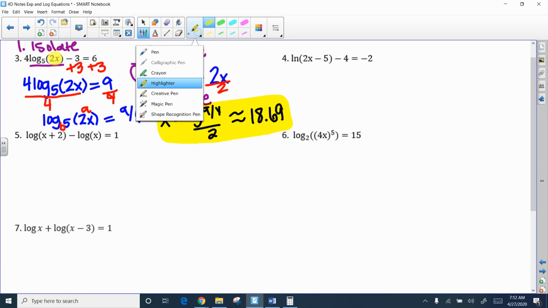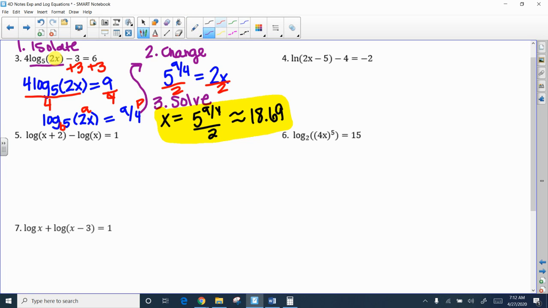All right, let's look at number 4. Log of 2x minus 5 minus 4 equals negative 2.